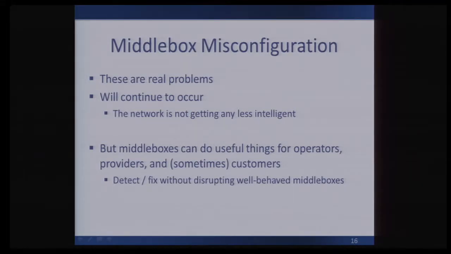And something important to stress here is that even when these issues occur on just a small percentage of connections, they can still have a wide-reaching impact. For instance, a small percentage of connections affected is enough to dissuade a large content provider from turning on some new feature. So in that sense, it can really hurt protocol innovation. But we do recognize that middle boxes actually do a lot of useful things for operators, providers, and sometimes customers. And so we really want to be able to detect and fix these without disrupting the more well-behaved middle boxes.